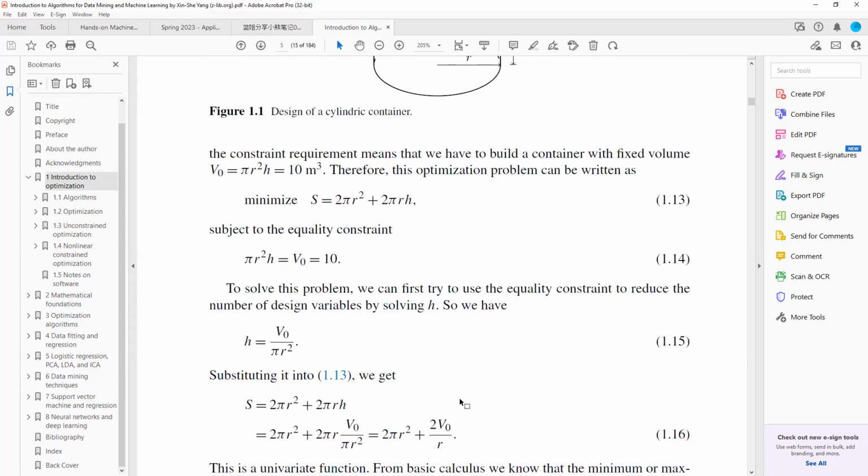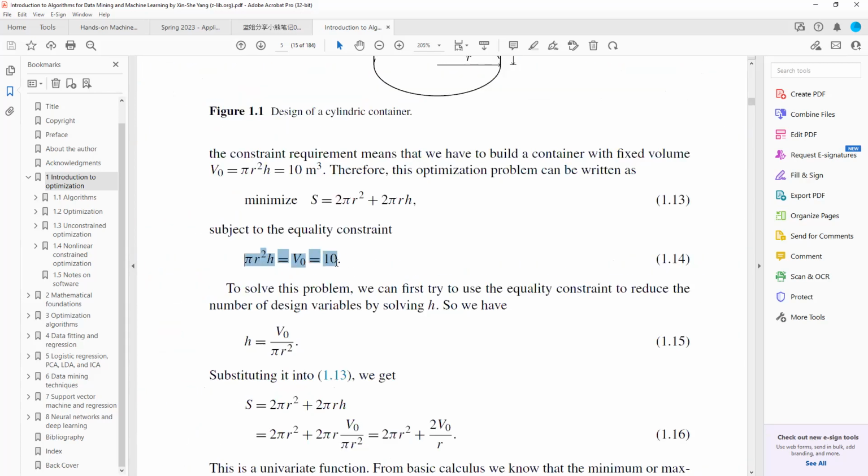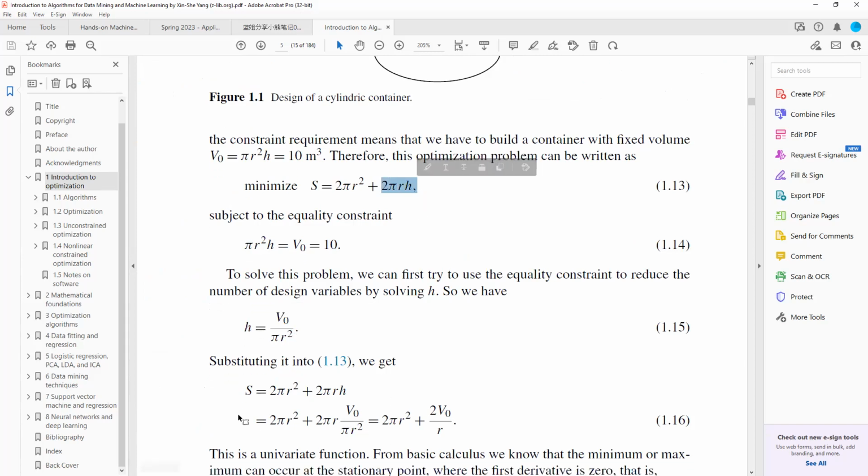I didn't pay attention to one of the questions. I think someone was asking why this is actually there. The reality is that we call this one of the constraints, equation 1.14, and based on the constraints, you can rearrange so that h equals v0 divided by pi r squared. Then we can substitute h into that function so that s now becomes only a function of v0 and r. v0 is something that we already know, which is 10.